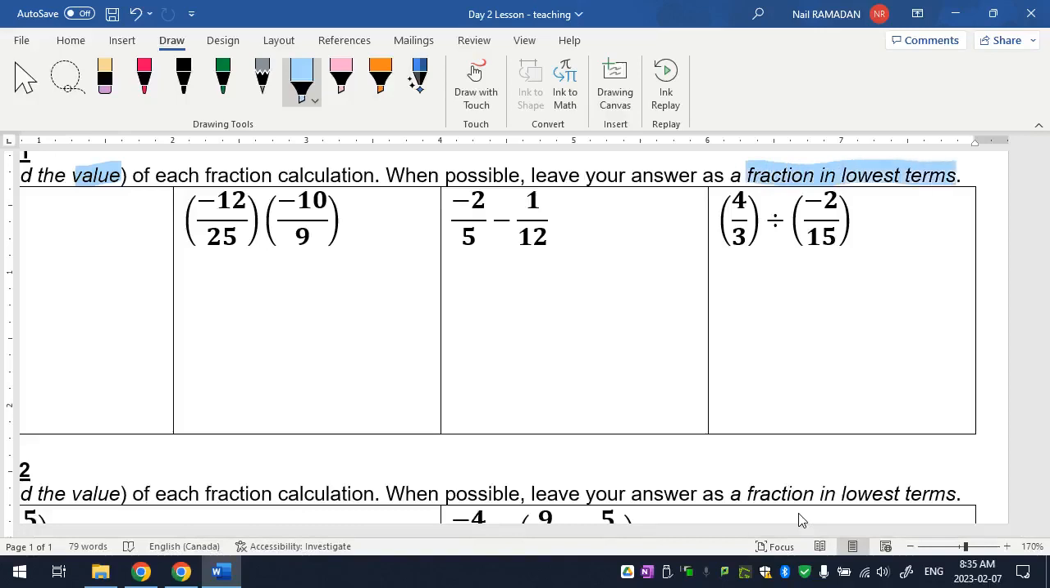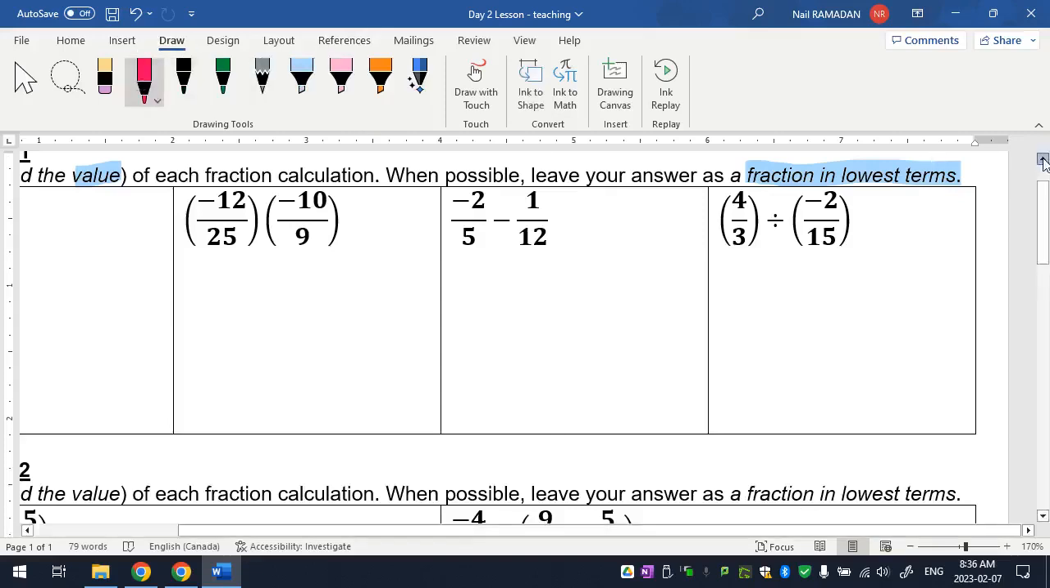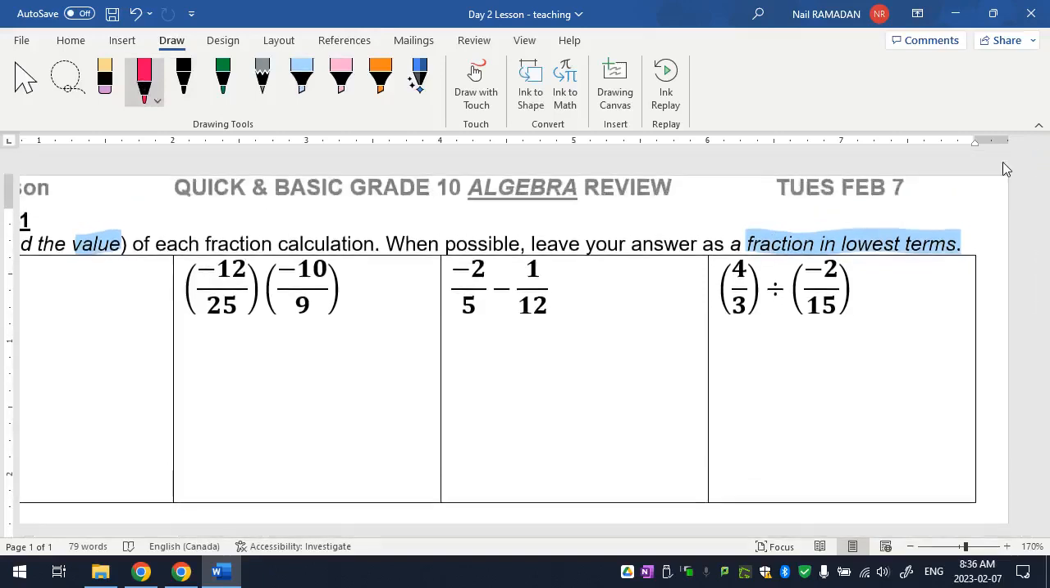Fraction in lowest terms. What does lowest terms mean? Who knows what it means to say a fraction in lowest terms? Bahram, go for it. Simplified. Thank you very much. So everyone, let's write on top of this the word simplified. This is called a simplified fraction, simplified form. Thank you, Bahram.